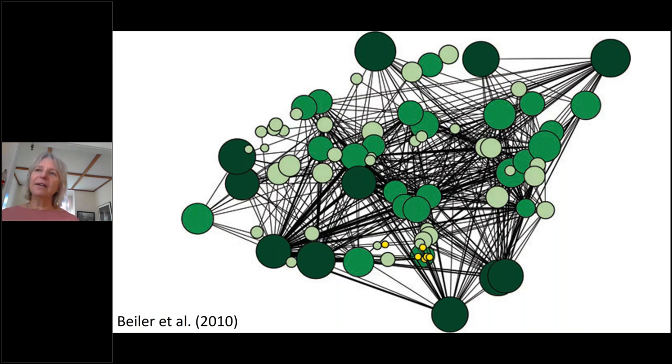This is a study done by Kevin Beiler and some other colleagues, where Kevin went into 6 Douglas-fir forests, and he basically peeled back the forest floor and collected the DNA of every bit of fungal material he could find, as well as the cambium of the Douglas-fir trees in this forest.